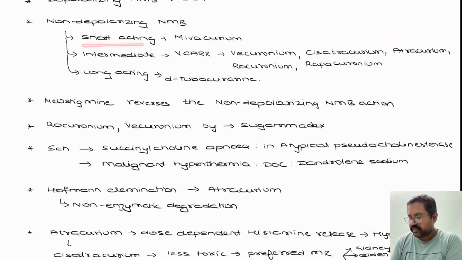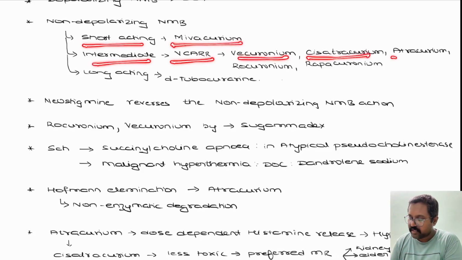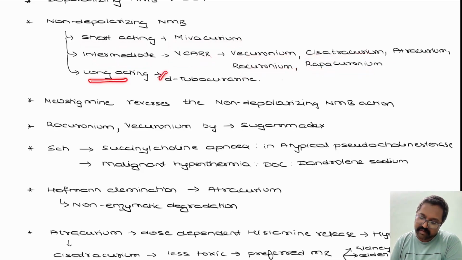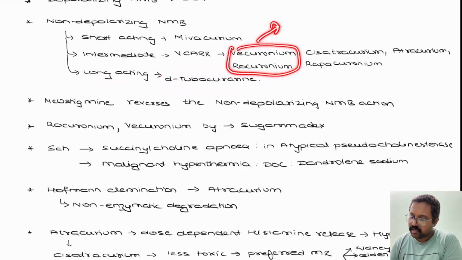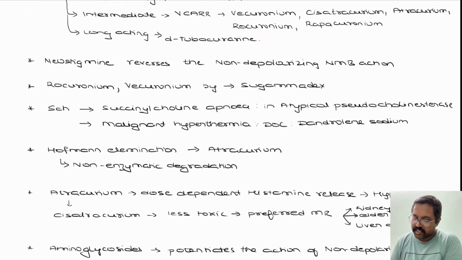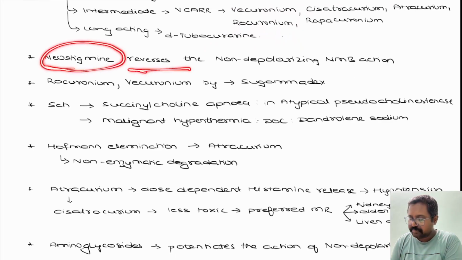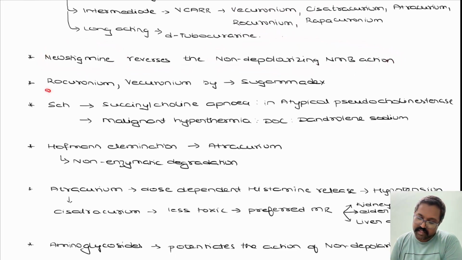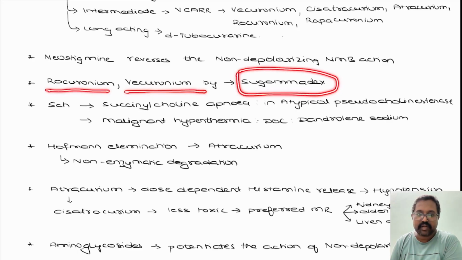Next, coming to the non-depolarizing neuromuscular blockers. Under shorter acting drugs, you have mivacurium. Intermediate acting, you have VCAR, that is vecuronium, cisatracurium, atracurium, rocuronium, and rapacuronium. Longer acting drug we have tubocurarine. To treat vecuronium and rocuronium toxicity, we have the drug called Sugammadex. Neostigmine is used to reverse the actions of non-depolarizing neuromuscular blockers, whereas to reverse rocuronium and vecuronium actions, we need to use Sugammadex.